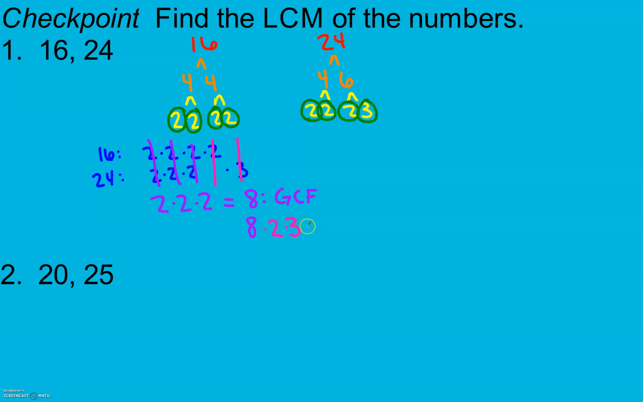And those are my extra factors that I need to include in order to get to the number that both 16 and 24 would multiply to. The 8 is included in both of them. We only need it once in order to get to the smallest one. But we still need that 2 and the 3 here. We get 48 is our least common multiple. That's the smallest number that both 16 and 24 multiply to.